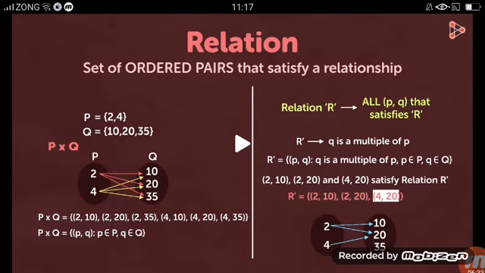10 is not a multiple of 4, so this pair should also be excluded. 20 is a multiple of 4, so this can be in the relation, and 35 is not a multiple of 4, so this should also be excluded. So we have here in the relation 2 with 10, 2 with 20, and 4 with 20. So this is a specific relation where q is a multiple of p. Or in other words, we can say that a relation or binary relation is a subset of the Cartesian product, which is shown with the help of these arrows as well.